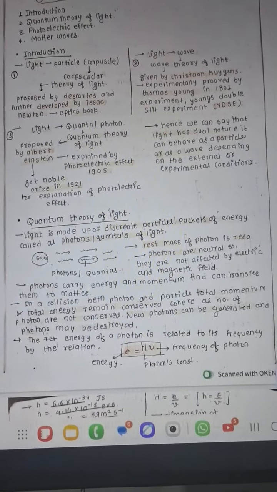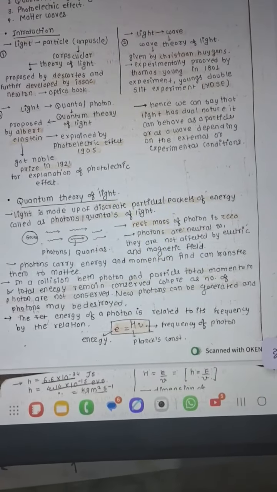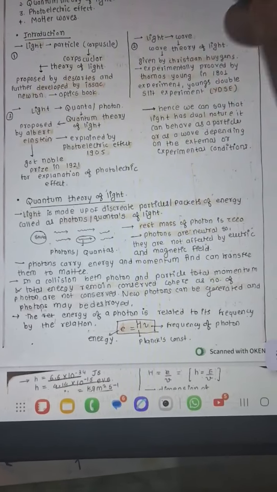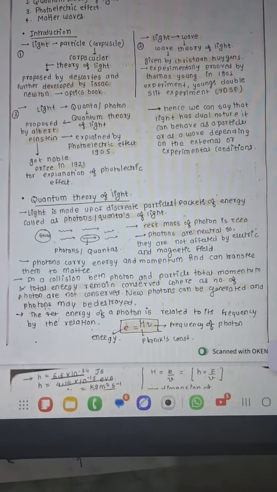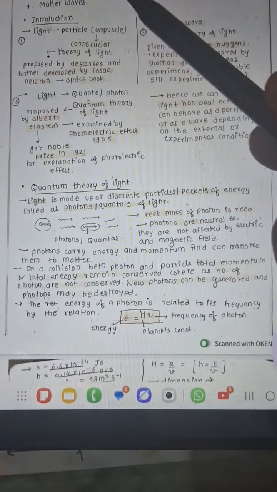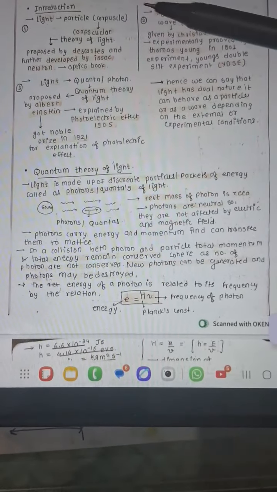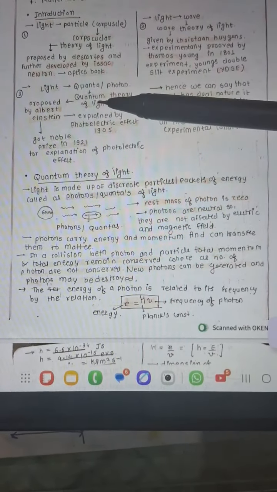Working on modern physics. It's a complete video lecture series so that you can optimize your time and energy. So let's begin with modern physics itself. The first chapter here is dual nature of radiations and matter. It is composed of 4 topics. The first is introduction, second is quantum theory of light, third is photoelectric effect, and fourth is matter waves. So let's start with the introduction.